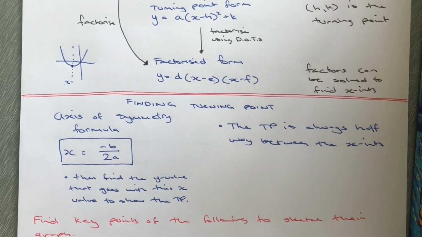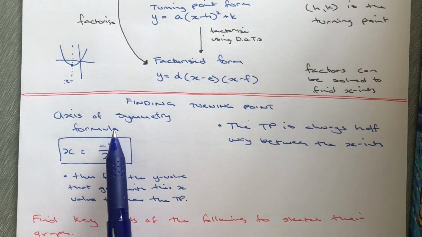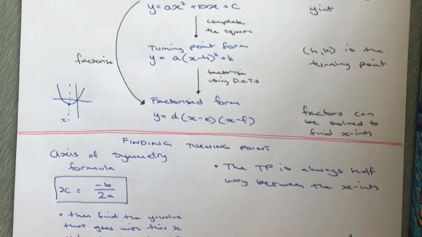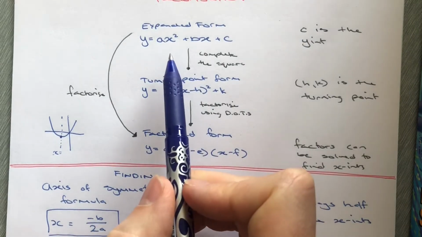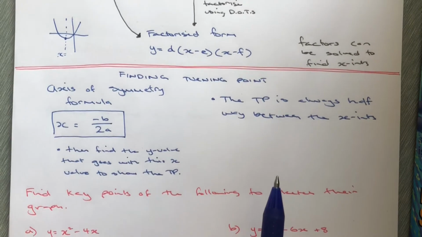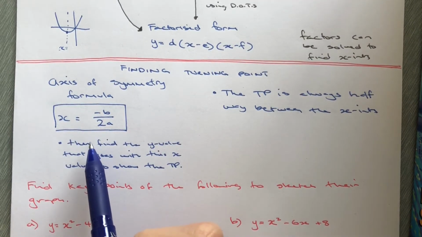Now there's a formula that we can use to find that x value, which is this here. It's called the axis of symmetry formula. Now this b and this a, it comes from this expanded form up here. So there's b and there's a. So you'd substitute those values in, and then it's giving you the x value of the turning point. But we need the y value as well.